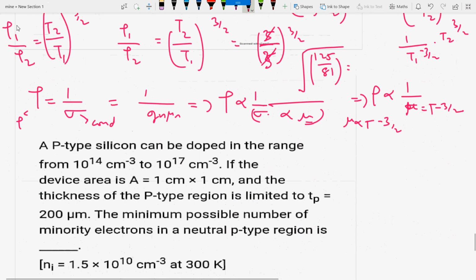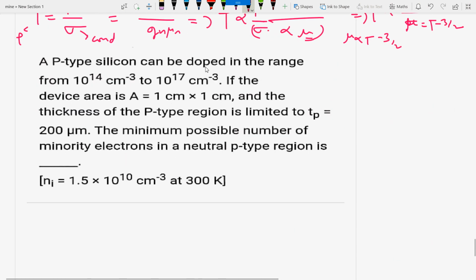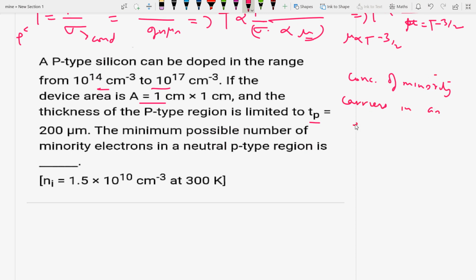Next question is: a p-type silicon can be doped in the range from this to this. If the device area is this much and the thickness of the p-type region is limited to this much, the minimum possible number of minority electrons in the neutral p-type region is? See, the concentration of minority carriers in an extrinsic semiconductor is given by the law of mass action, that is n times p equals ni square. n is the concentration of electrons in the conduction band, p is the concentration of holes in the valence band, and ni is the intrinsic carrier concentration.